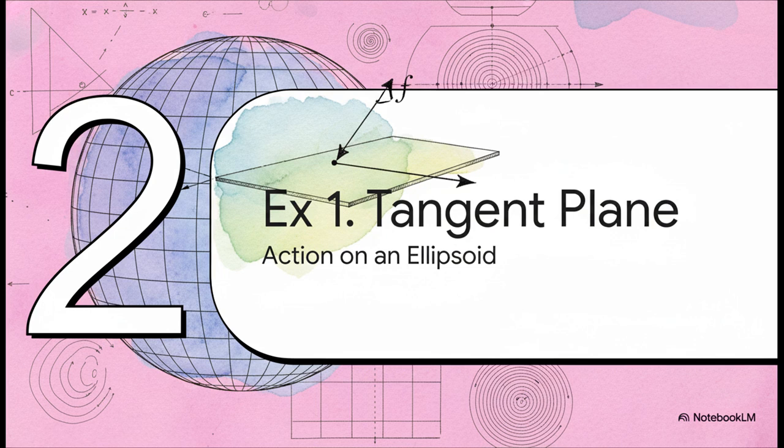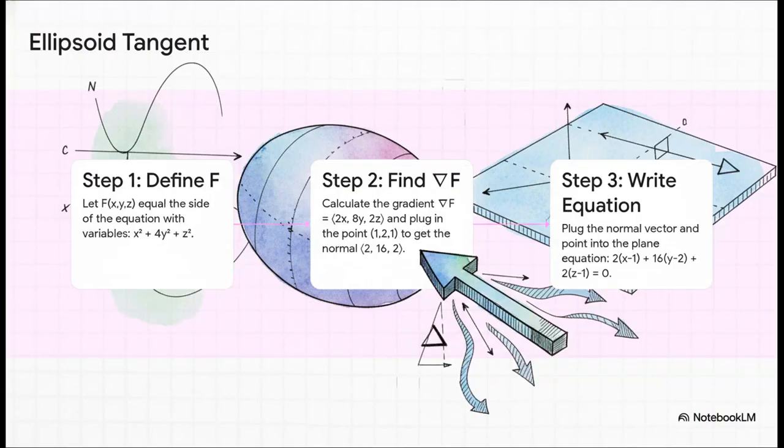All right, theory's great, but let's make this real. Time for an example. We're going to find the equation of a tangent plane to an ellipsoid. Let's put our new playbook to work. So our surface is x squared plus 4y squared plus z squared equals 18. Step 1, we define our function f as the side with all the variables. Easy enough. Step 2, calculate the gradient. The partials give us the vector (2x, 8y, 2z). Now we need the normal at the specific point (1, 2, 1), so we just plug those values into our gradient, and boom, we get our normal vector (2, 16, 2). That's our A, B, C. Step 3, just plug that vector and our point into the standard plane equation. And that's it. You've got your answer.